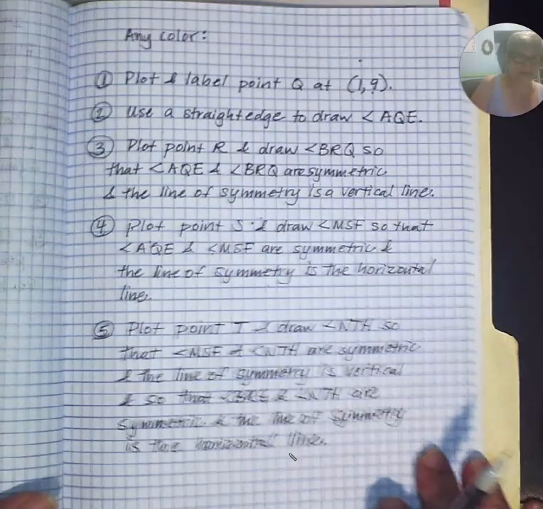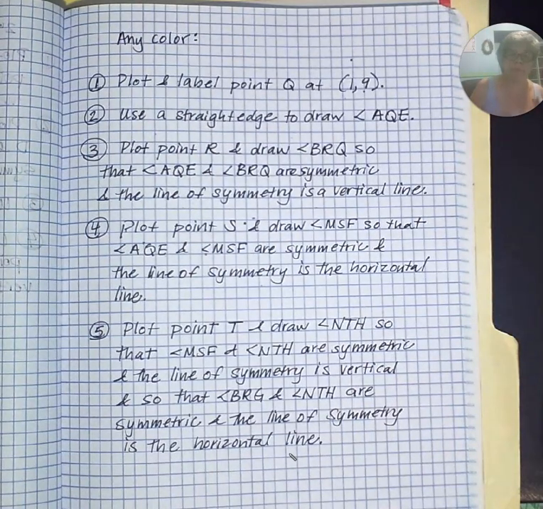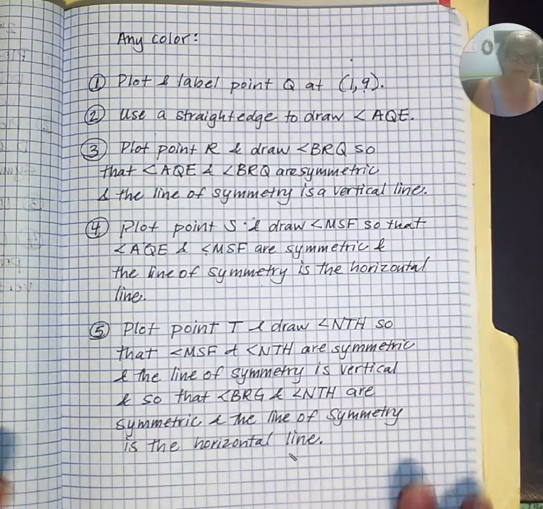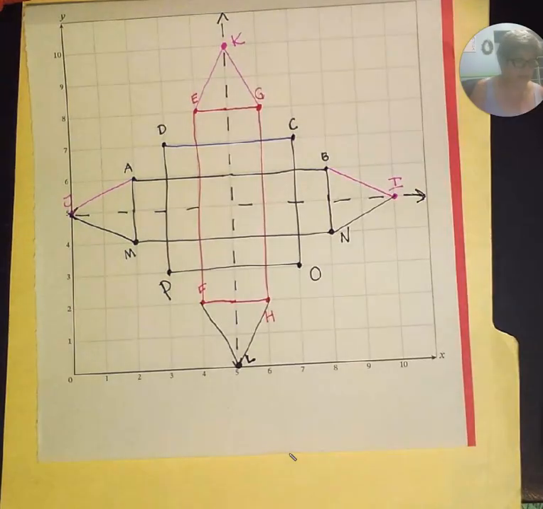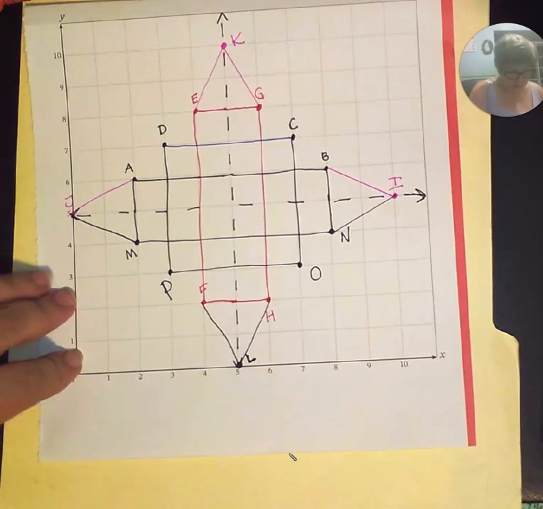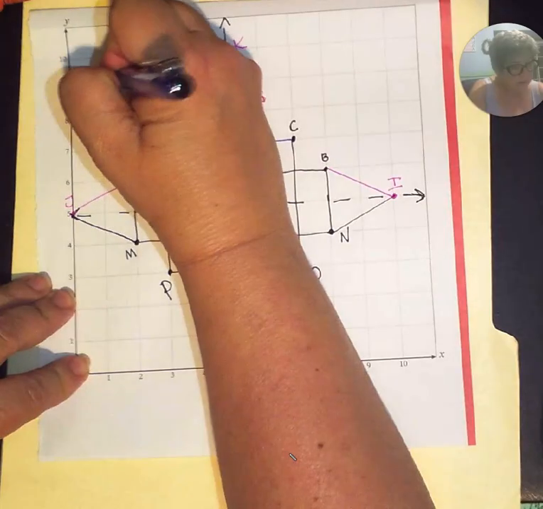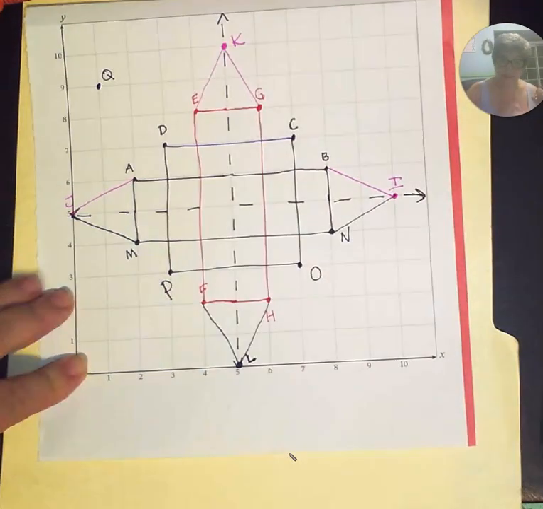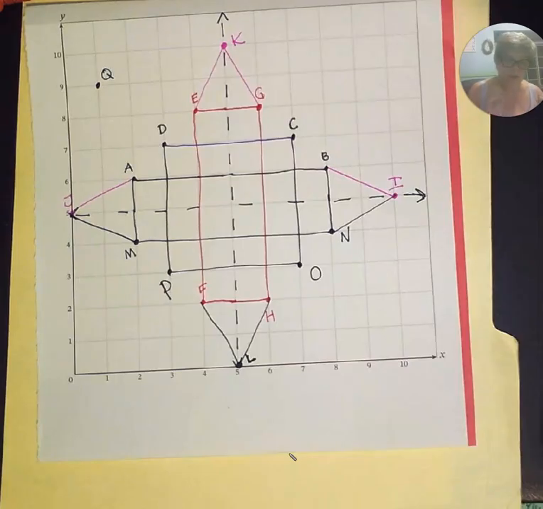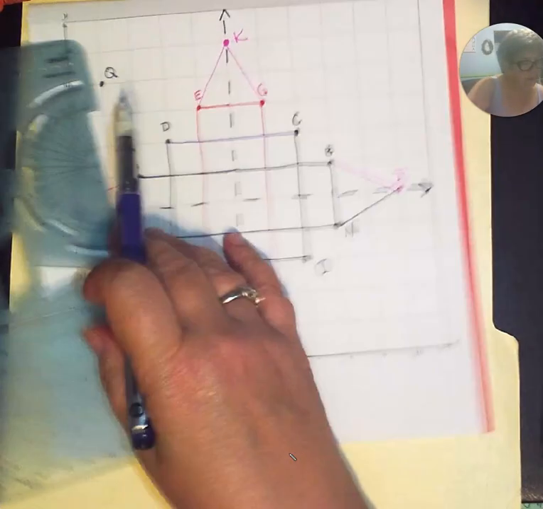Okay, one more set of directions. In any color. All right, I'm just going to do it with you, but if you want to pause me here and go ahead and do it by yourself, you can. Plot and label point Q at 1, 9. Okay, 1, 9, Q. Very nice. Use a straight edge to draw AQE. A and E all the way up to Q.